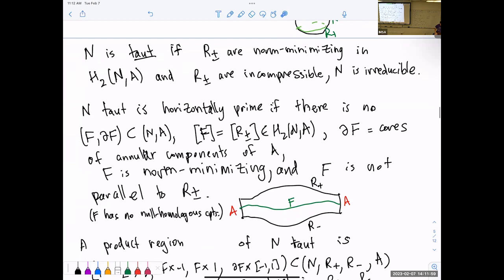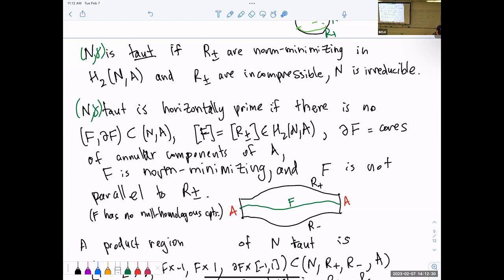Now we say that a sutured manifold, (N, γ), here maybe I should have said, sorry, N comma gamma. So I'm dealing with sutured manifolds here. It's horizontally prime if there's no surface contained in it whose boundary, so there's no surface F whose boundary is in A, which is representing the same homology class as R plus or minus rel sutures.